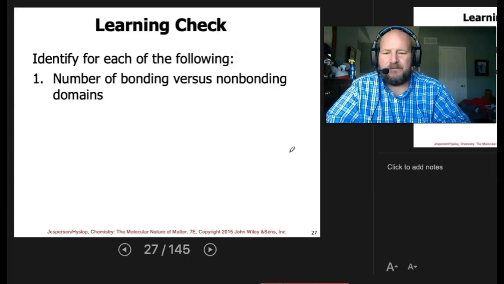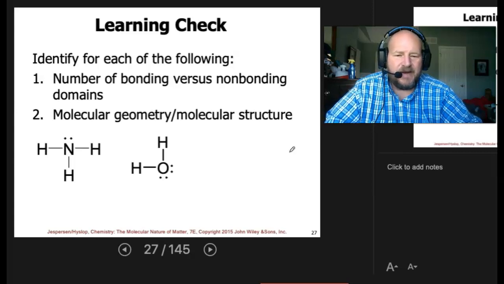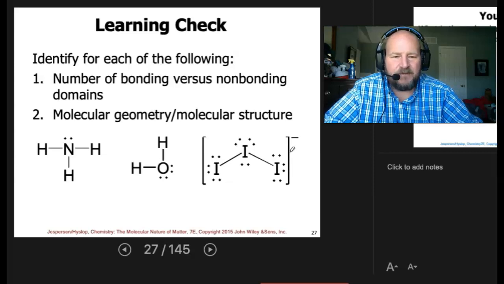So identify each of the following: the number of bonding versus non-bonding domains, the molecular geometry, molecular structure, and now we're going back to these 3 examples that we've already looked at. Okay, so again, when we do ammonia now, we can see that the number of bonding versus non-bonding will be 3-to-1. So before it was a tetrahedral, now it's going to be trigonal pyramidal. For the water, we now have 2 bonding, 2 lone pairs. That's going to be bent. And then this one that we left kind of could be this or that. You can see now we're going to take the electrons out of the equatorial first, which means that one is now going to be linear.